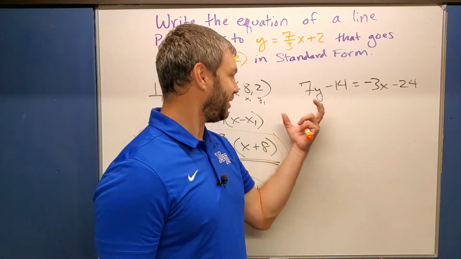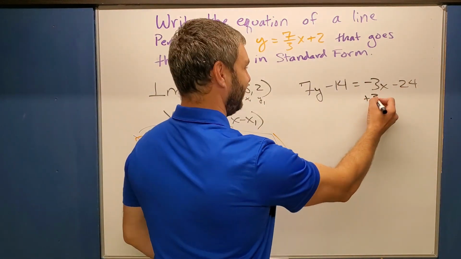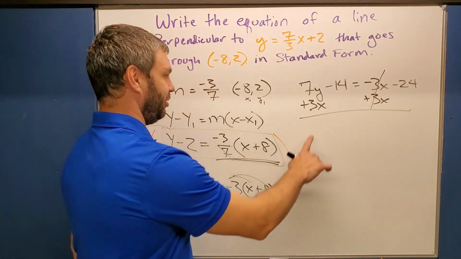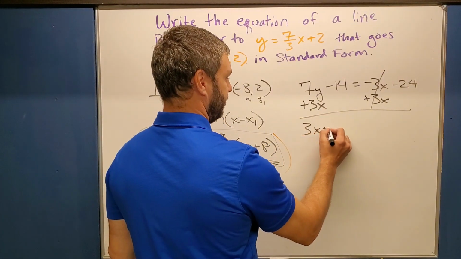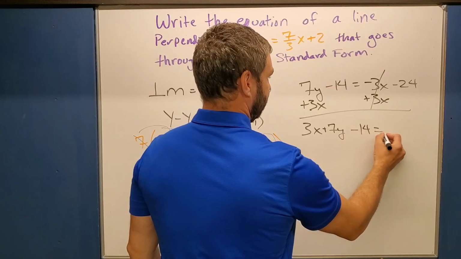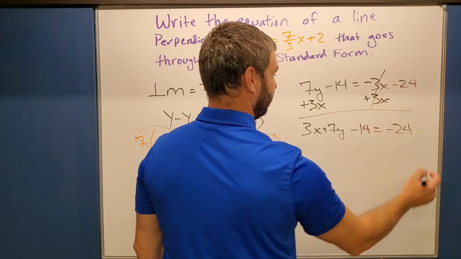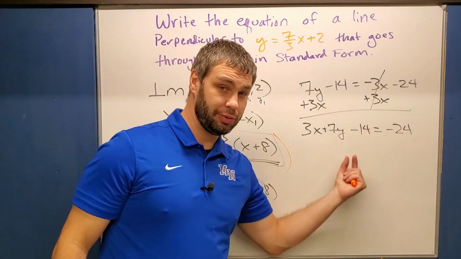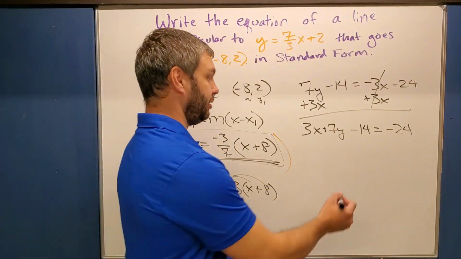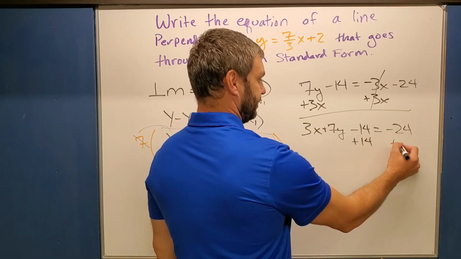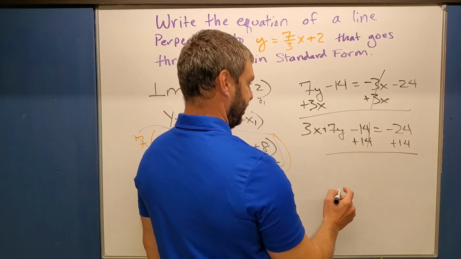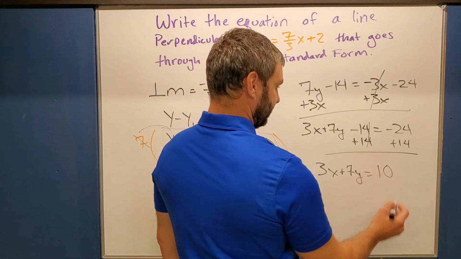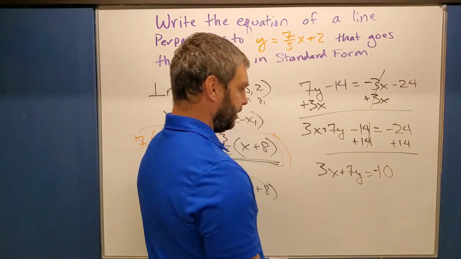And so I'm going to move this x term to the other side. Plus 3x, and then that's going to leave me with 3x plus 7y minus 14 equals, on the other side, -24. However, I can only have the x and y on the same side, so I also have to move this -14 to the other side. Currently it's negative, so we're going to add it, and that's going to give me -10 over there. So we have 3x plus 7y equals -10.